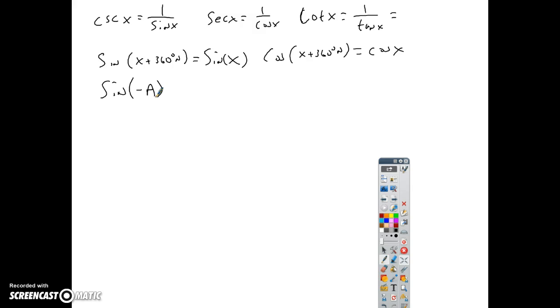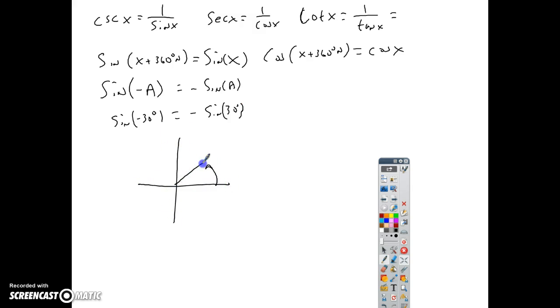Sine of negative a is equal to... I'm going to argue that's equal to negative sine a. So I'm going to do a little exploring to think about how that could possibly be. Taken literally, that means that the sine of negative 30 degrees would be equal to the negative sine of 30 degrees. Is that true? According to that, yes. But is that true in real life?